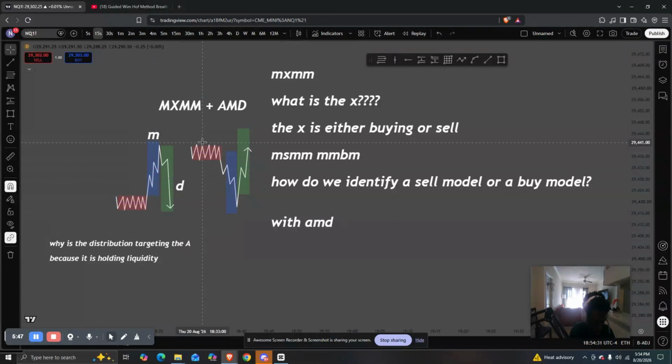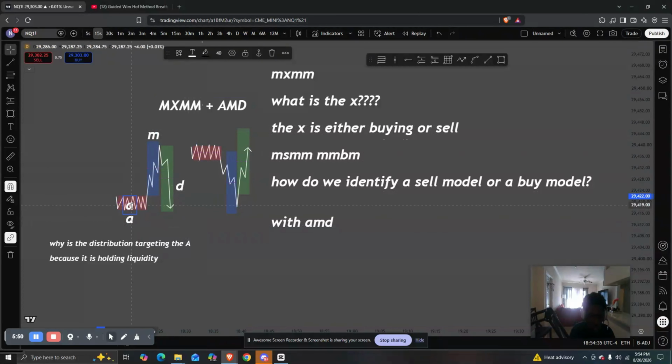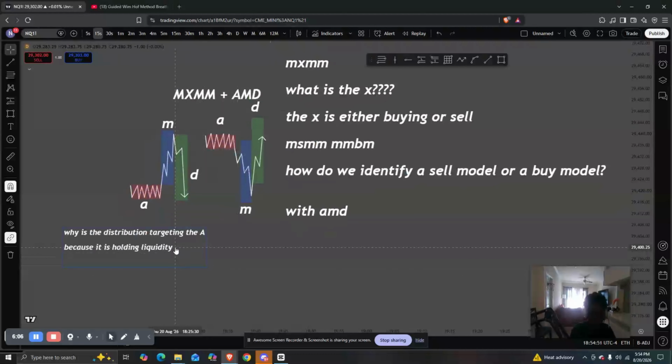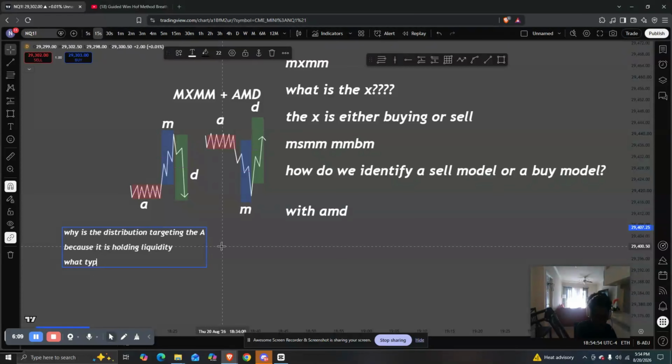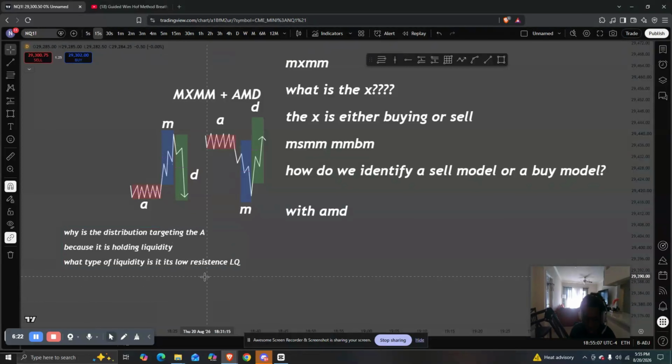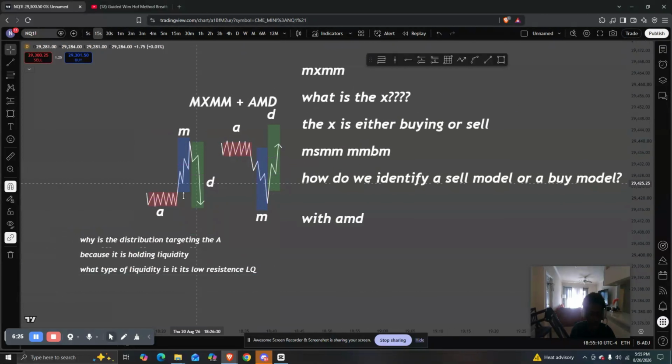If we take this and put it over here, we're just going to drag this. This would be the A, this would be the manipulation, and this would be the distribution. Holding liquidity, and what type of liquidity is it? It's low resistance liquidity. We're going to type that as LQ. So we know that we want to target the accumulation.